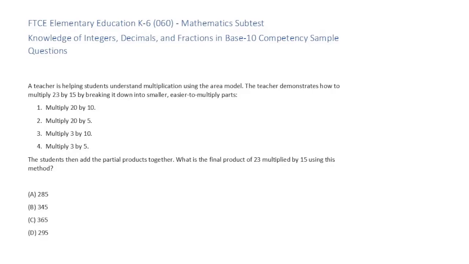What is the final product of 23 multiplied by 15 using this method? So once you multiply steps 1 through 4 and get your answer, when you add those partial products together, you are going to get the answer of 345, which is B, because you're adding 200, 100, 30, 15 for a total of 345. So yes, the answer is B, 345.